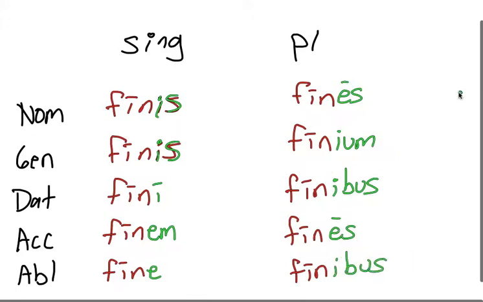Okay, and that is how you decline a third declension masculine feminine I-stem. The only difference is that it has IUM in the genitive plural instead of UM, and the trick is just identifying the different types of I-stem.